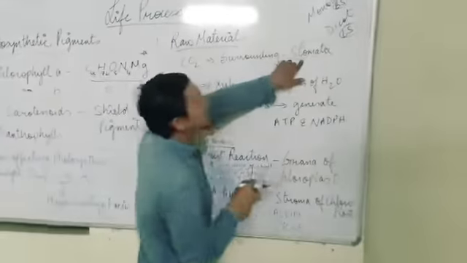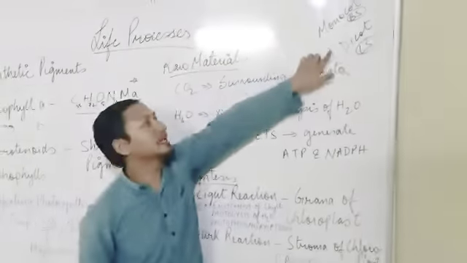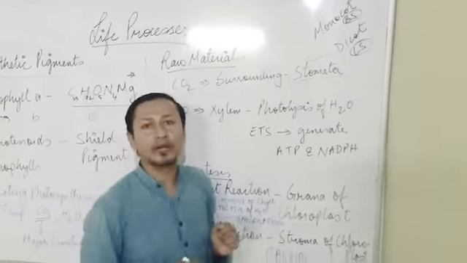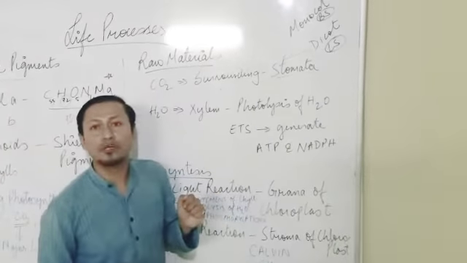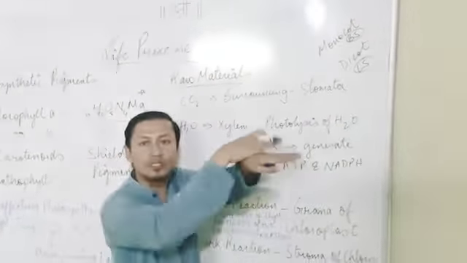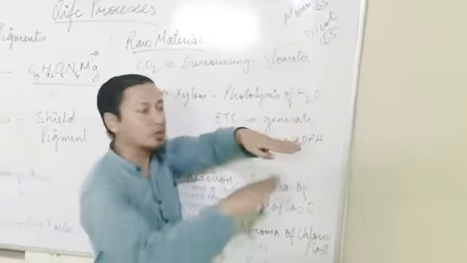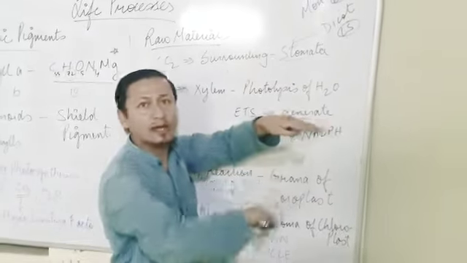So stomata are present in the plant in two types, that is monocot and dicot. In a monocot plant, the stomata are present on both sides, both the upper side as well as the lower side, whereas in a dicot plant they are found only on the lower side.